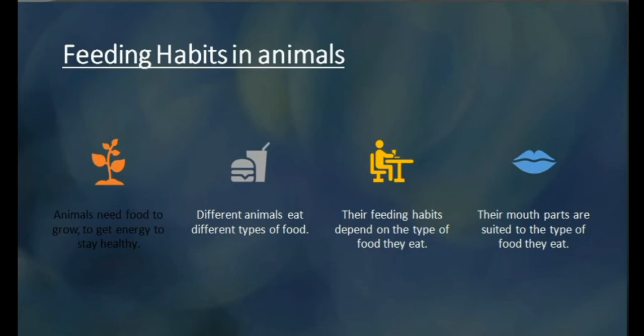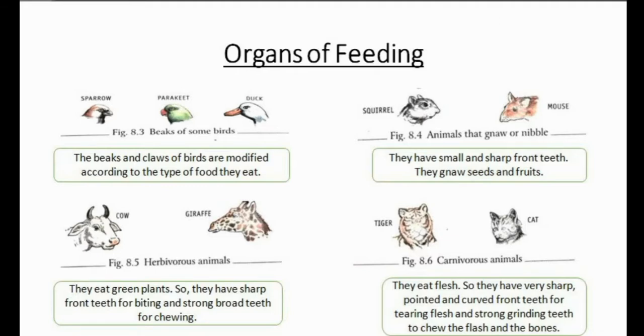Animals need food to grow, to get energy, and to stay healthy as we need food. So different animals eat different types of food. Their feeding habits depend on the type of food they eat, and their mouth parts are suited to the type of food they eat. First, we will see organs of feeding. Organs of feeding in birds. They have beaks and claws, which are modified according to the kind of food they eat.